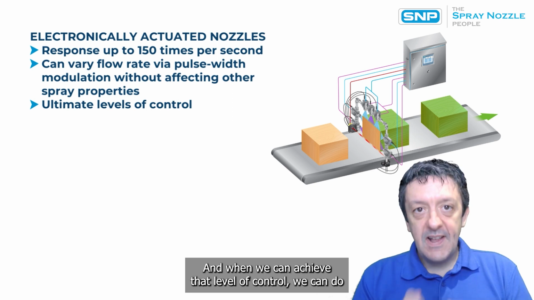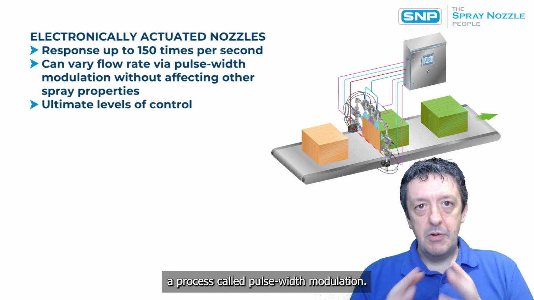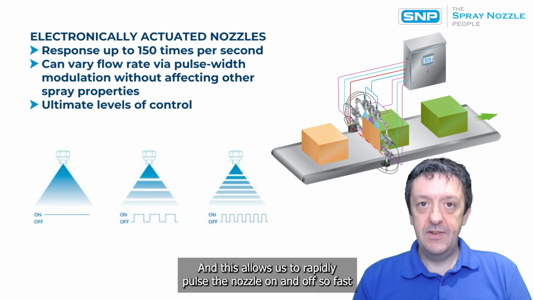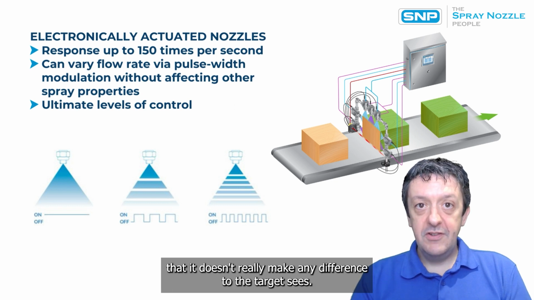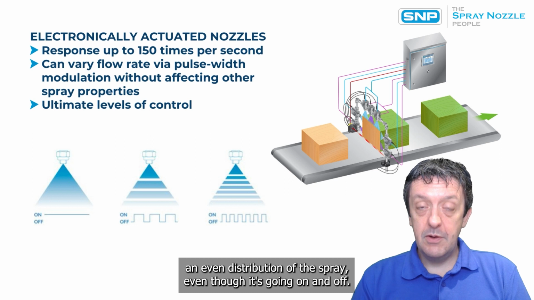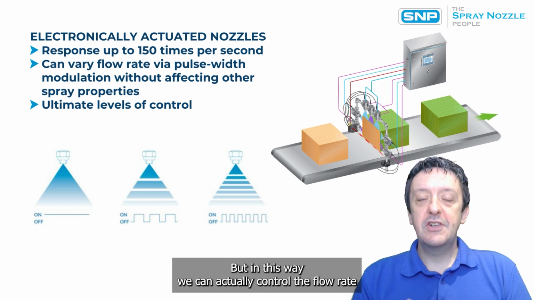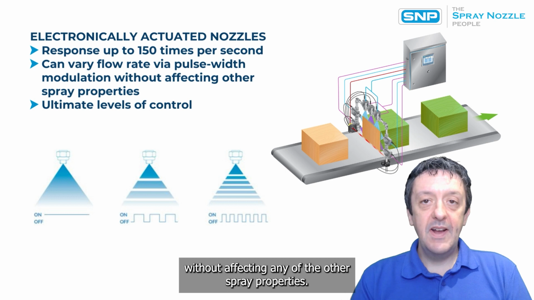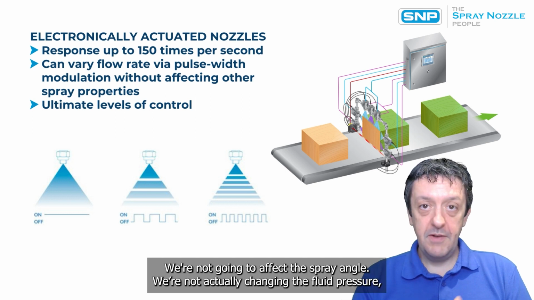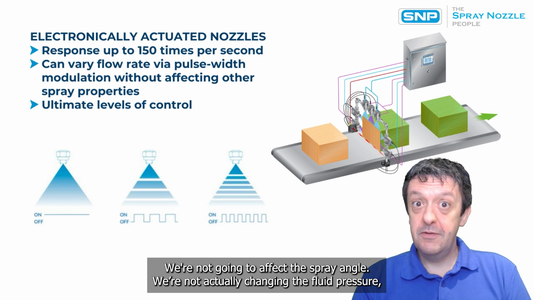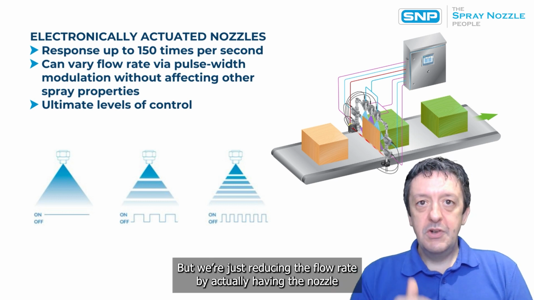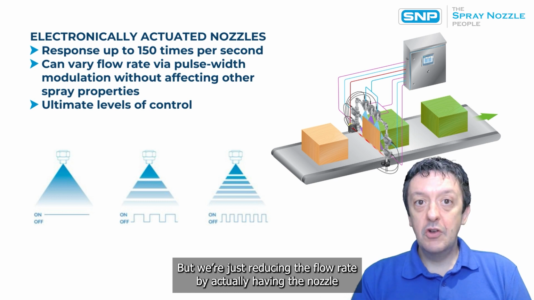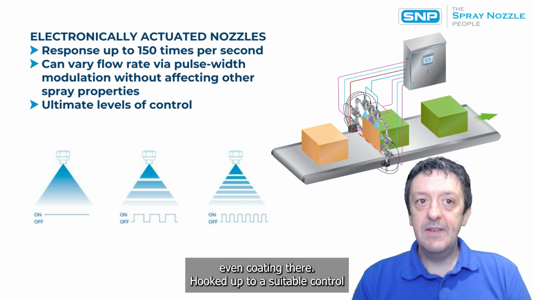And when we can achieve that level of control, we can do a process called pulse width modulation. This allows us to rapidly pulse the nozzle on and off so fast that it doesn't really make any difference to what the target sees. So you're still getting an even distribution of spray, even though it's going on and off. But in this way, we can actually control the flow rate without affecting any of the other spray properties. So we're not going to affect the spray angle, we're not actually changing the fluid pressure at all, so we're getting the same spray angle, the same drop size out of that nozzle, but we're just reducing the flow rate by actually having the nozzle off, say, half the time, but we're still getting an even coating there.